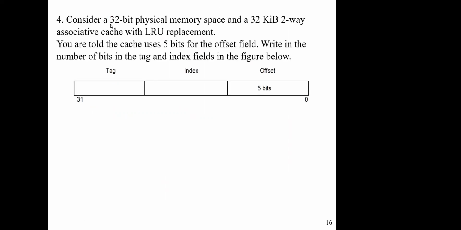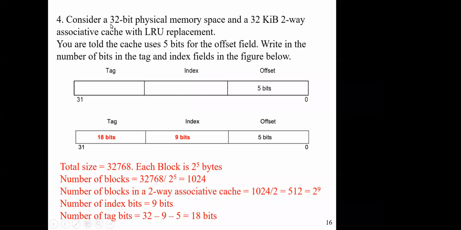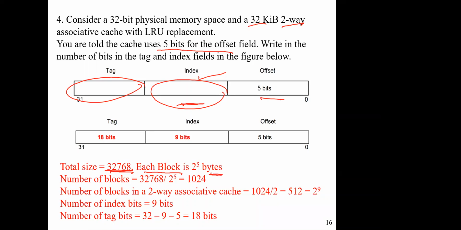How about this one? So now we have the 32K, but a two-way associative cache. Use 5 bits for the offset field. We need to know what will be here and what will be here. Of course, if we know here, it will be 32 minus this minus that. So the total cache size is 32 multiplied by 1024, correct? Each block, how many bytes does it contain? 2 to the power of 5, because I have 5 bits.